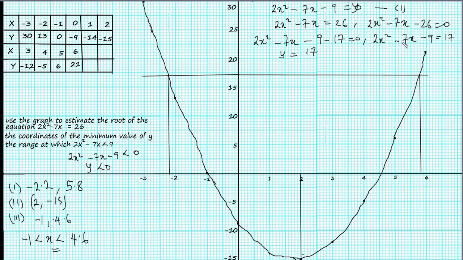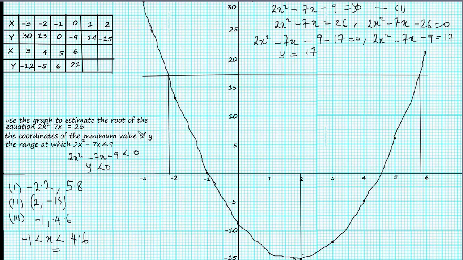So we have 2x squared minus 7x minus 9 is equal to 17. And 2x squared minus 7x minus 9 is equal to y. So our y is equal to 17. Then we come to the point here where y is equal to 17. We draw a line and trace it down, where it intercepts the graph that we have drawn, and we take it down to the x-axis. That is what we read to get our first answer.